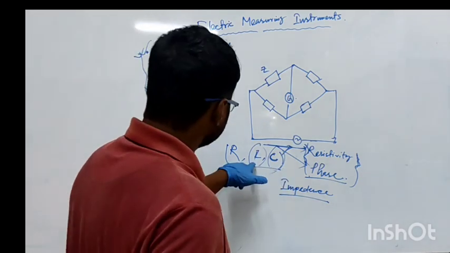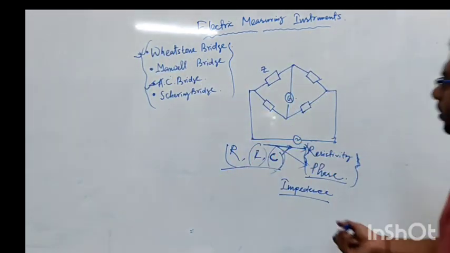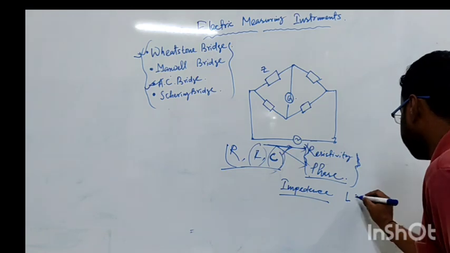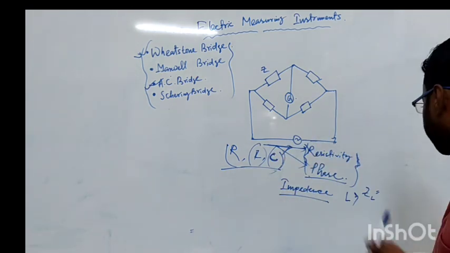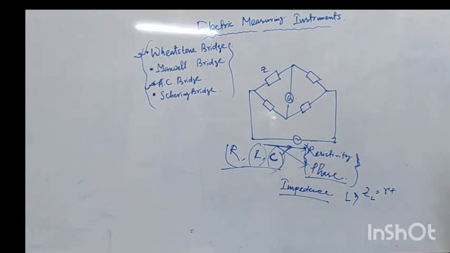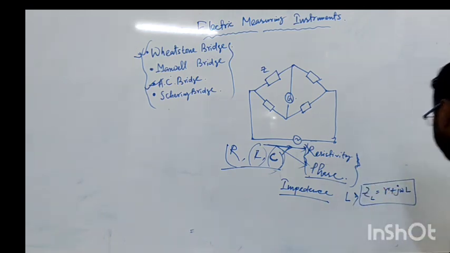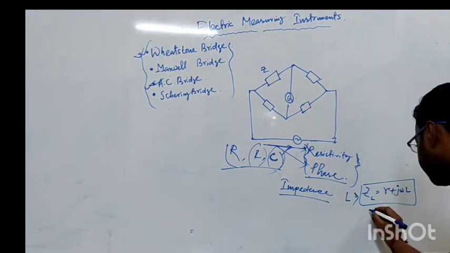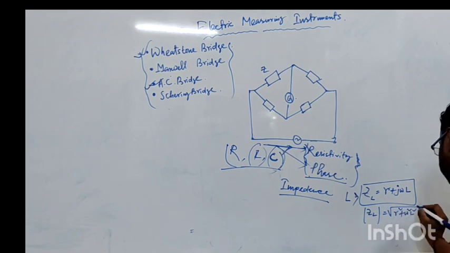And we already know, for an inductor, what will be the impedance? If we consider that the inductor has some resistive effect, the impedance of L can be considered as ZL, which will be R plus j omega L. That means R gives a resistive effect, and if we take the modulus, it will be equal to the square root of R square plus omega square L square.